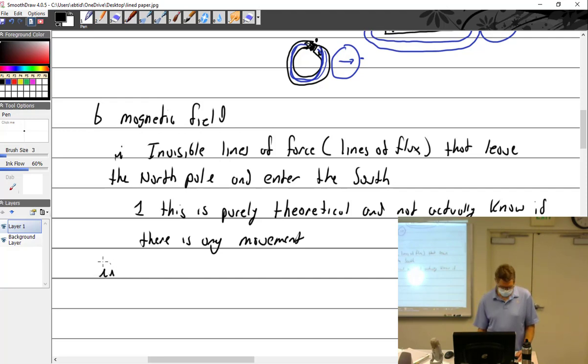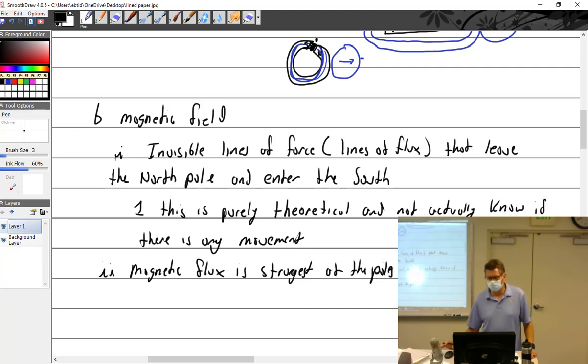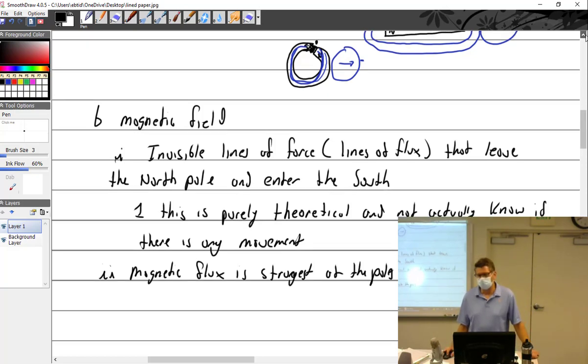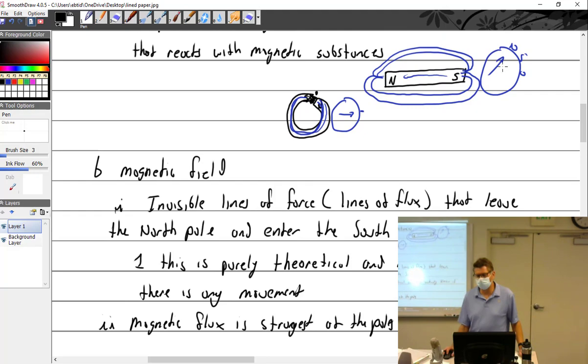All right. This is important here. Magnetic flux is strongest at the poles. So that little meter I had, what's that called? Gauss meter, G-A-U-S-S. I take that Gauss meter and I put it really close to the pole, it's going to read more. And as I pull it away or even move it around to the side, it's going to read less. It'll be strongest right near the pole.